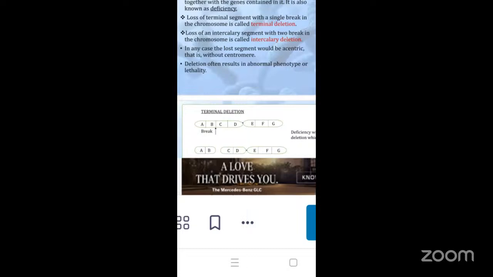Based on survival: lethal mutations kill all the individuals. Sublethal mutations kill most of the individuals. Subvital mutations kill some of the individuals. Vital mutations don't affect survival. Super vital mutations increase the survival. Based on cytology, chromosomal mutations are changes in either chromosome structure or number.